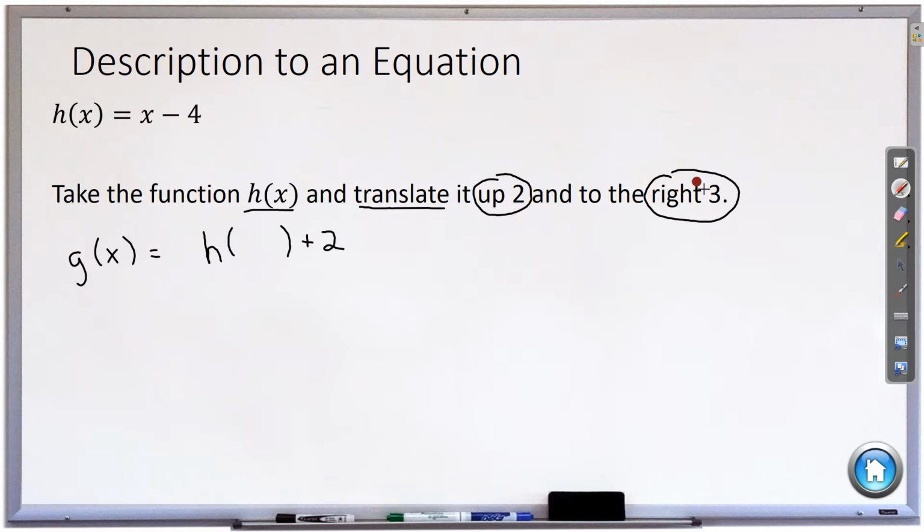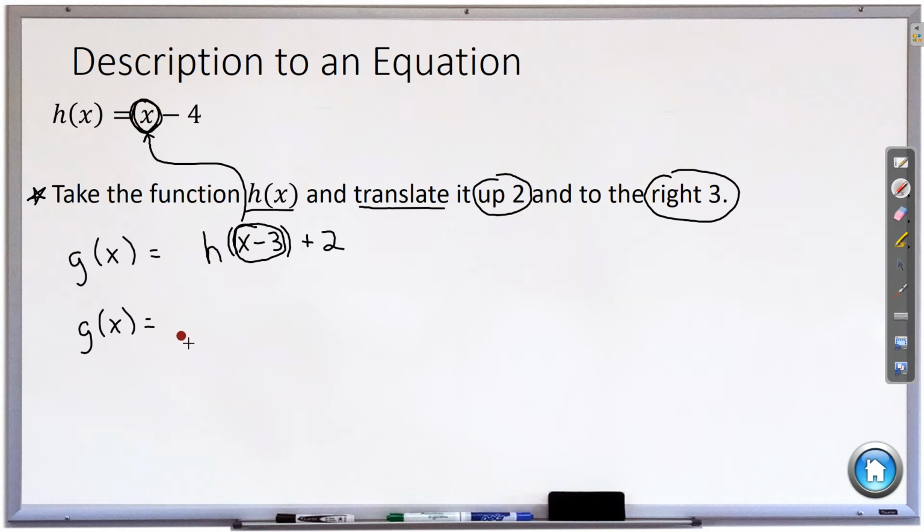And if we want to go to the right 3, well, that's going to be on the inside. And if I'm going to go to the right, it has to be a minus 3. So this is just a translation of this verbal sentence. We're going to take the function h, translate it up 2 and to the right 3. But I actually want the numbers. What are the numbers for g of x? Something we could plug into a calculator and have it graph. Well, just like before in the very first video, we're going to take what's inside the parentheses and plug it in for x.